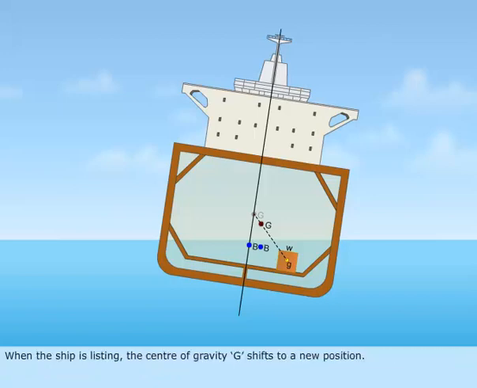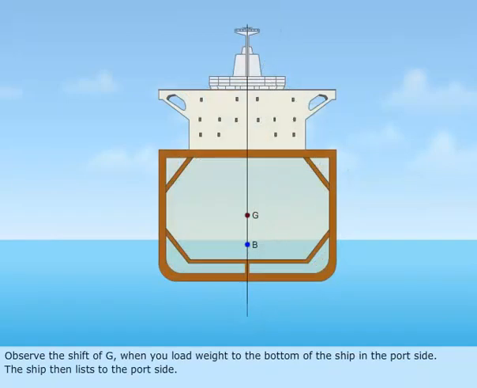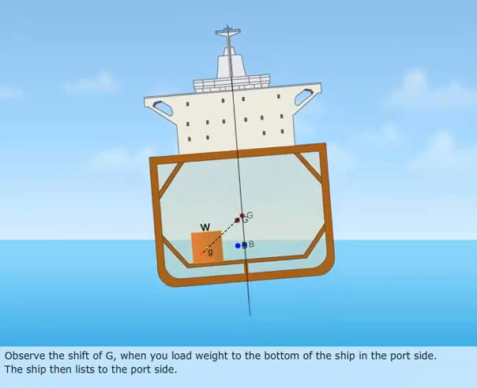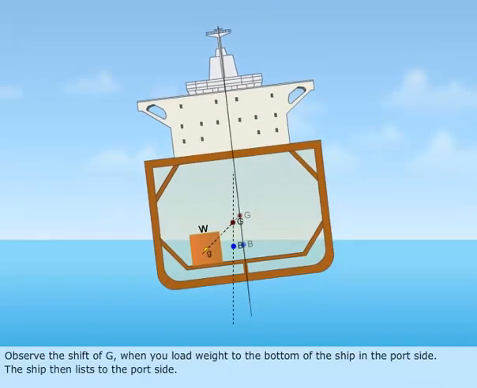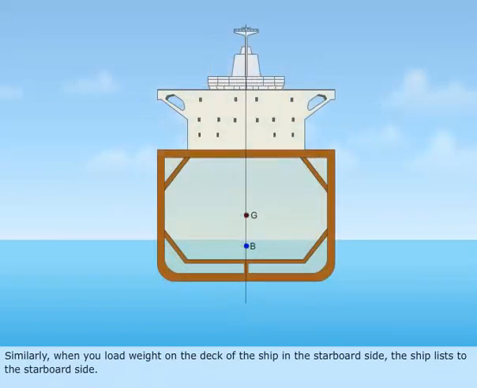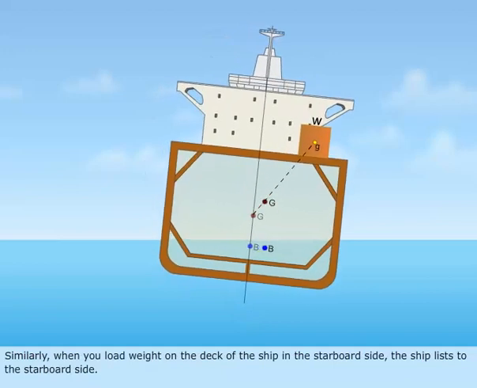When the ship is listing, the center of gravity, G, shifts to a new position. Observe the shift of G when you load weight to the bottom of the ship in the port side. The ship then lists to the port side. Similarly, when you load weight on the deck of the ship in the starboard side, the ship lists to the starboard side.